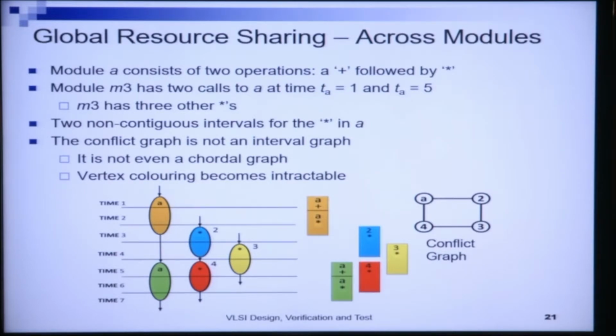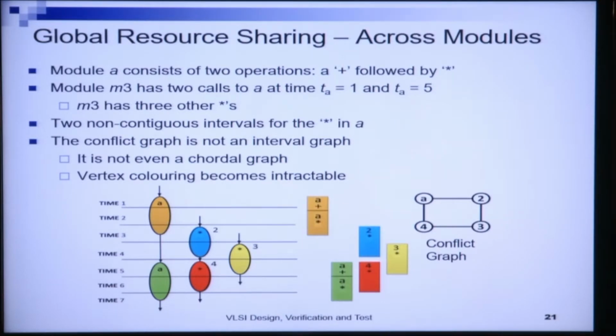Now, M3 has 3 other multiplication operations. So, we have 2 non-contiguous intervals of star in A. Here this star operation in A is not compatible with the star operation 2 here. Again, this star operation is not compatible with 4 here, and here this 2 is not compatible with 3, this 4 is again not compatible with 3.